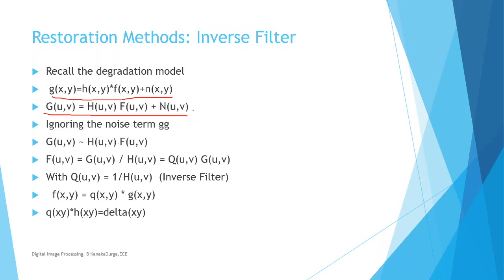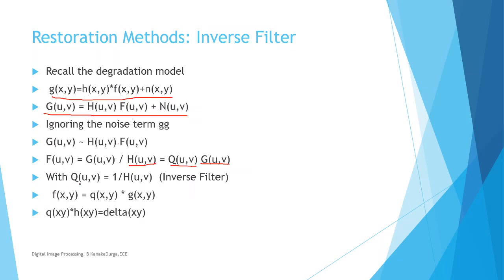The noise has been removed or nullified, so it can be equal to 0. So G of u comma v is equal to H of u comma v multiplied with F of u comma v. F of u comma v is equal to G of u comma v divided by H of u comma v. In this, I can write it as G of u comma v multiplied by 1 by H of u comma v, which we are assuming as Q of u comma v.